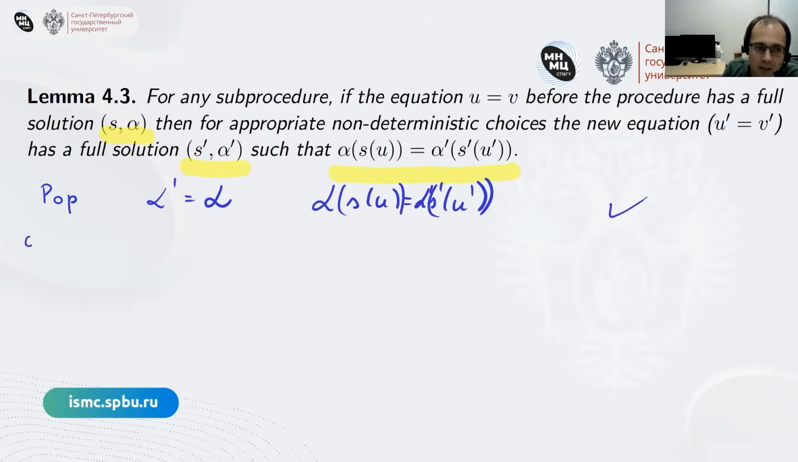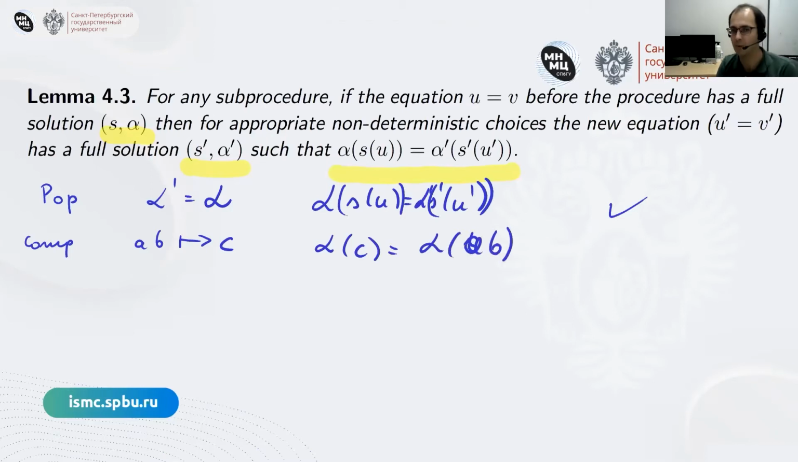And for compression, let's say for when we turn AB into C, what we do is assign alpha on C as alpha on AB. Okay, so this is the natural way: the string represented by this C is exactly the string which was represented by the concatenation of what was represented by A and what was represented by B.